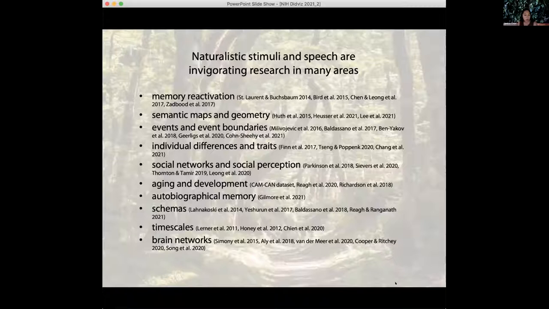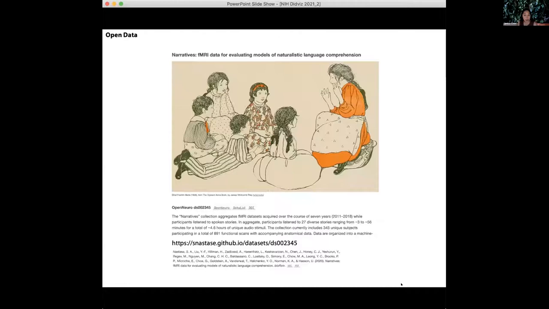And lastly, the naturalistic experiment community is very enthusiastic about open data. And I want to highlight this beautiful, recently released public fMRI data set spearheaded by Sam Nastase. These data come from hundreds of subjects listening to hours and hours of auditory stories, and it's all free to download. So in the spirit of today's workshop, you can try this at home.